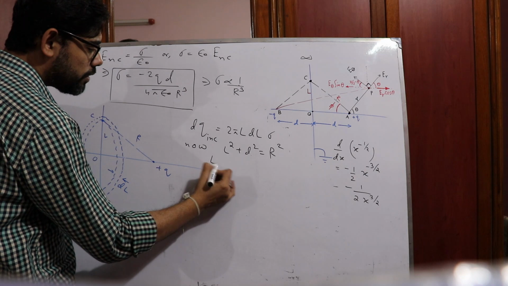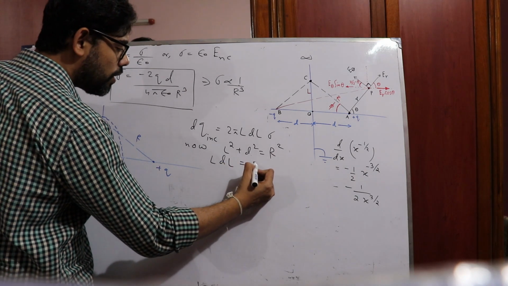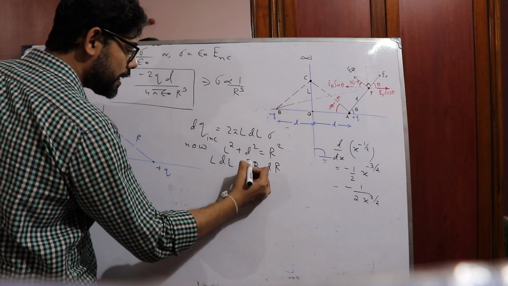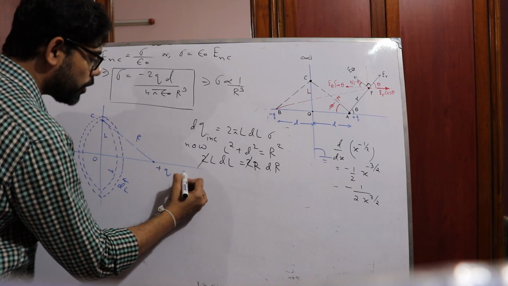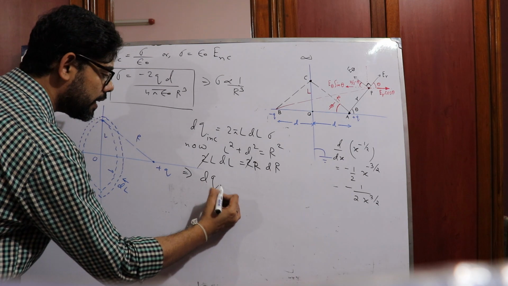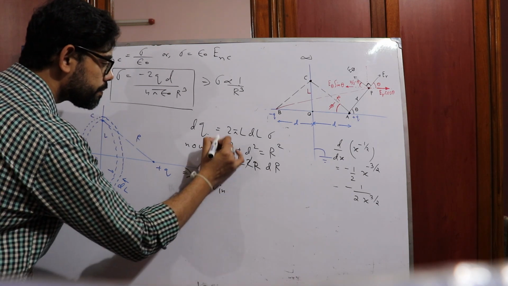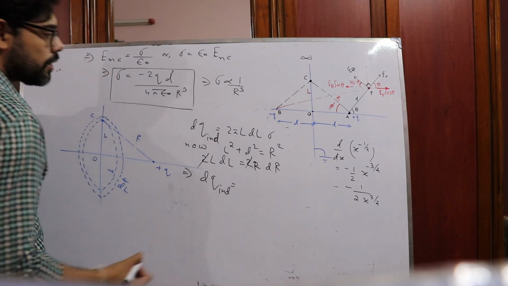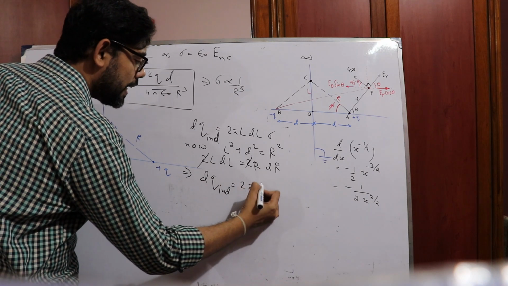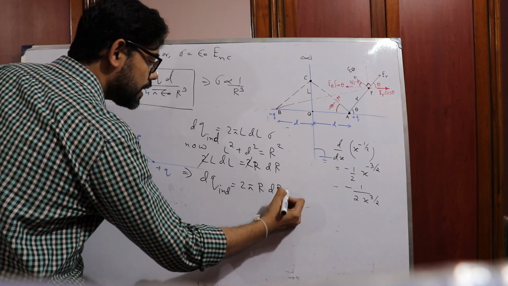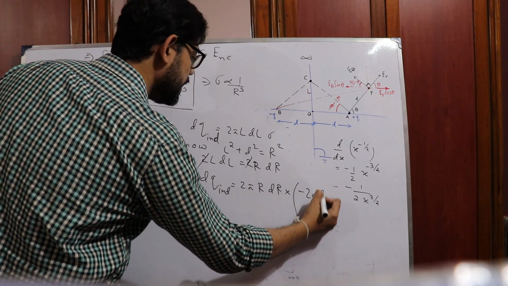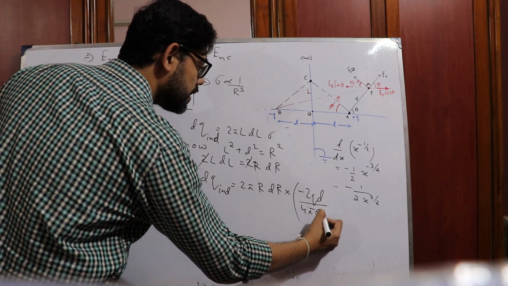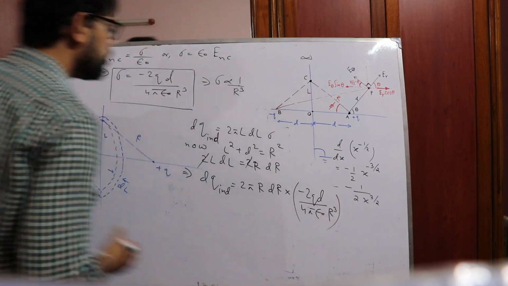If you differentiate, you get L dl equals r dr. Actually you get 2r dr and 2l dl, the 2 cancels. Now you can put it here. So dq induced equals 2 pi r dr into sigma. Sigma is this, minus 2qd by 4 pi epsilon 0 r cube.